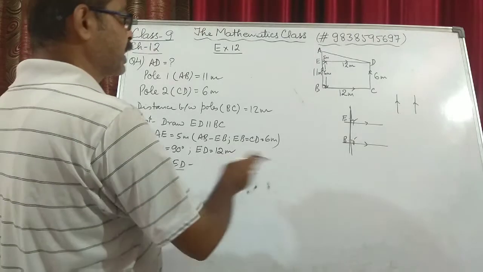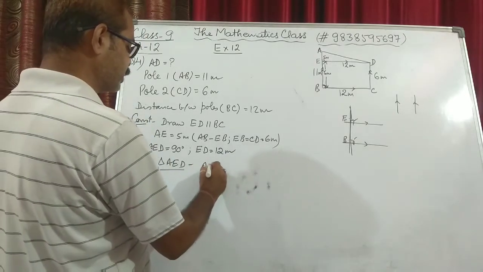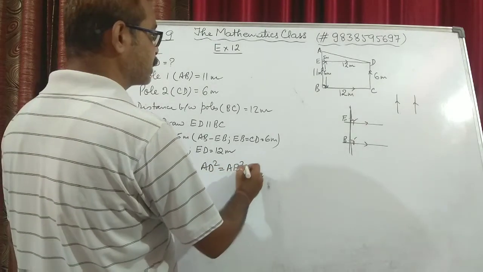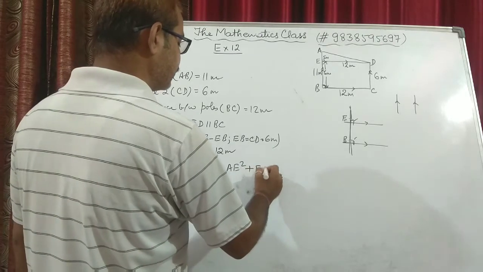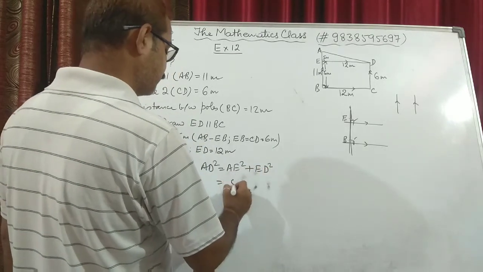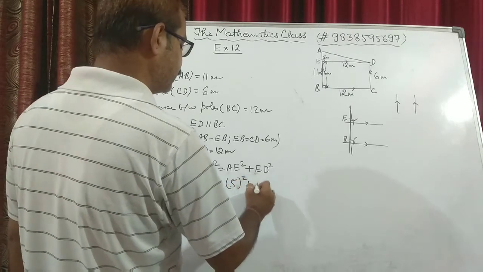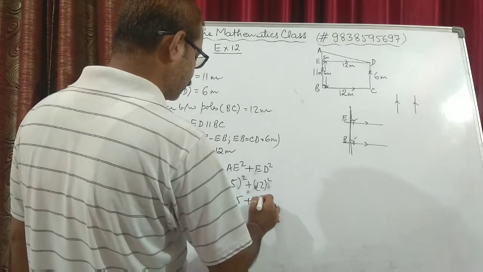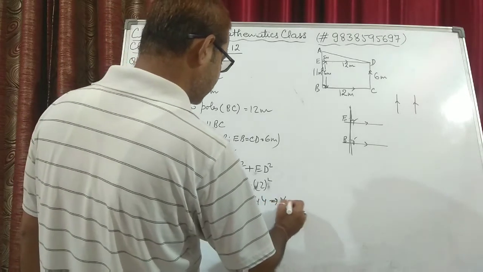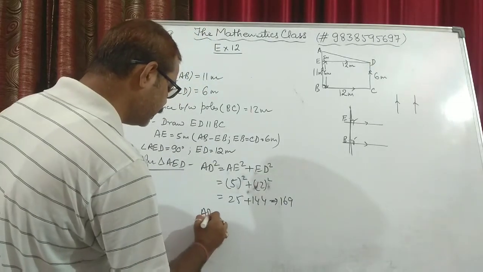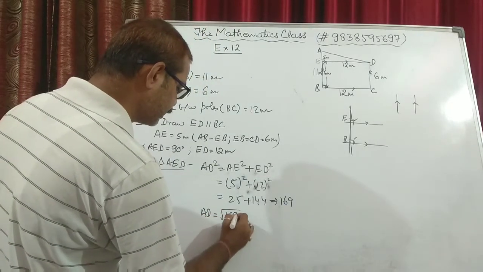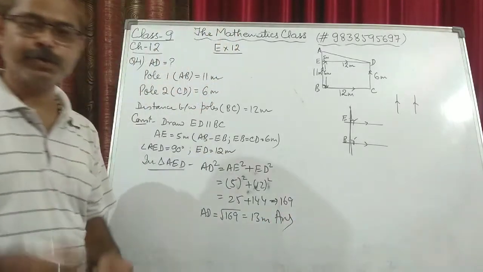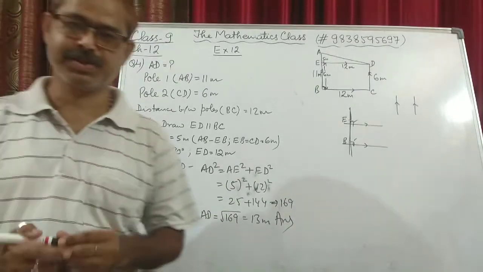Now when we consider triangle AED, AD is the hypotenuse. So hypotenuse square is equal to the sum of the squares of the other two sides. The other two sides are AE and ED. Now AE is how much? 5. So 5 square, ED is 12 square. 5 square is 25, 12 square is 144. This total makes 169. So AD will be under root 169. That will be 13 meters. That is the final value. Now we move on to the next.